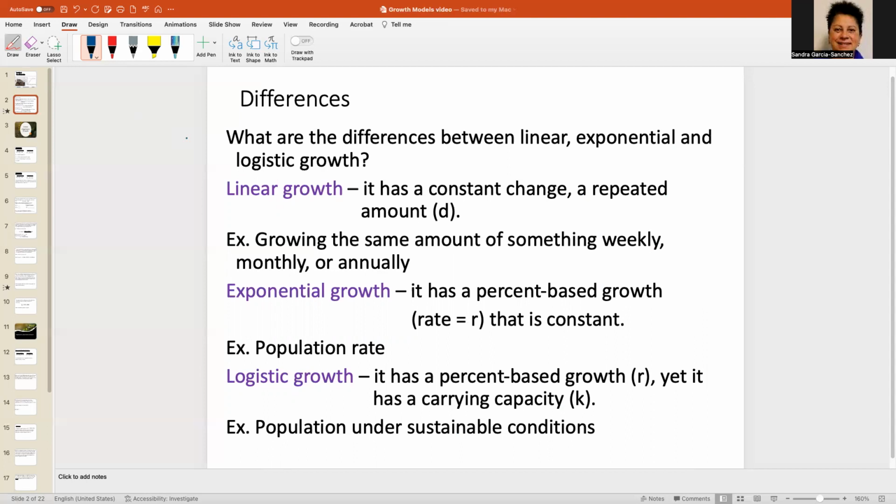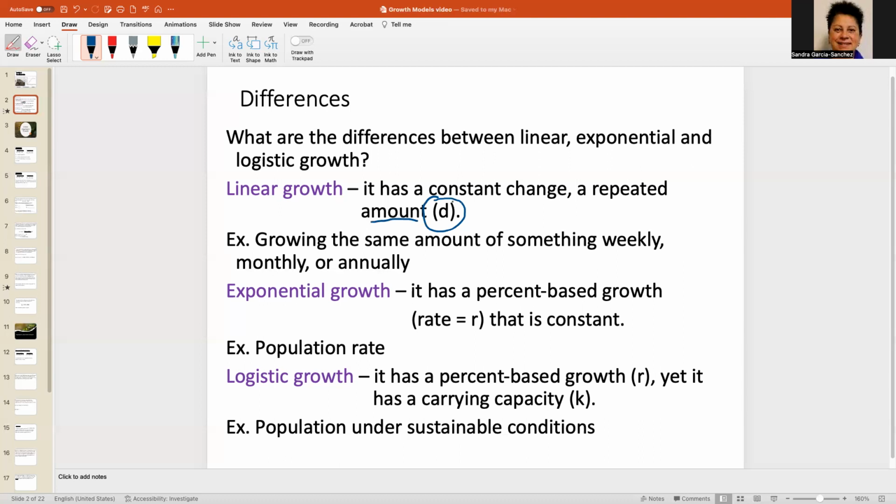Remember that the formulas are going to be there. You don't have to memorize them, but you have to know how to identify them. One important thing about linear growth, and you know that it is going to be linear because it is a repeated amount. You don't see any percentage in any problem with linear growth. And that repeated amount is what we call D.